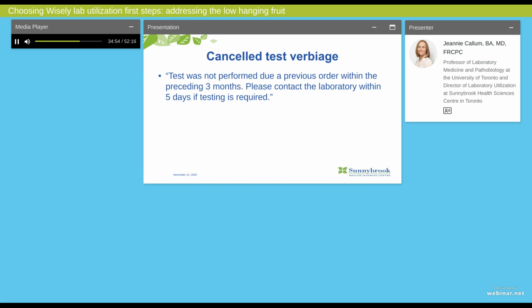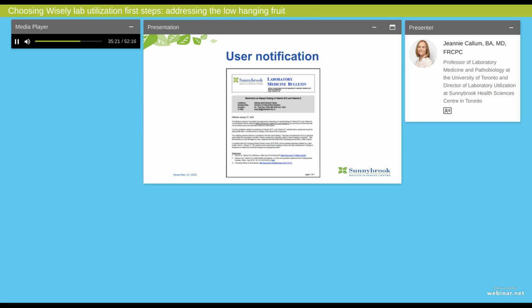And then the physician, in their electronic inbox, if they ordered a test within those 80 days, they get a nice little message: this test was not performed due to a previous order within the preceding 3 months. But you can contact the laboratory within 5 days. We still have the tube, and we'll run that test for you. I'm happy to report that basically nobody called the lab asking us to run these tests. And so people were okay to go back and look and see, oh, there was a test. I can go look at a previous result.